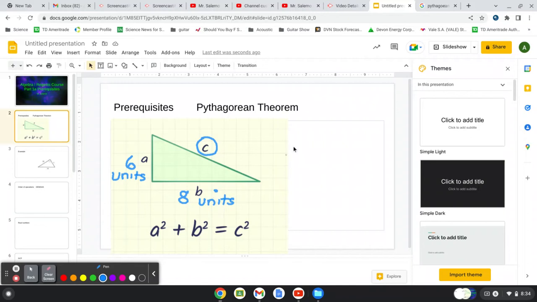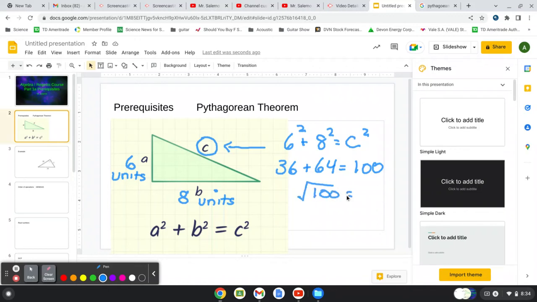So again, let's just do the theorem. A is 6, so we have to do 6 squared. B is 8, so we have to do 8 squared, and it will equal C squared. 6 squared is 36. 8 squared is 64. So C squared will be 100. And we don't want C squared. Remember, we want just C by itself, so we have to take the square root of 100, and we have 10. So if you got 10, great job.